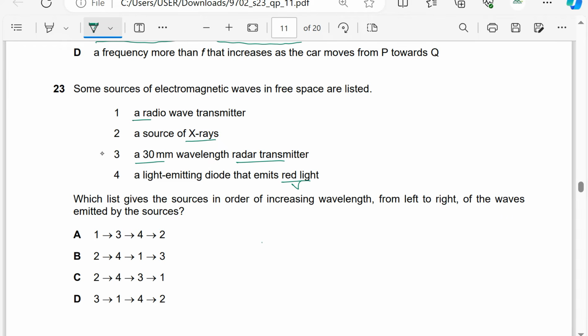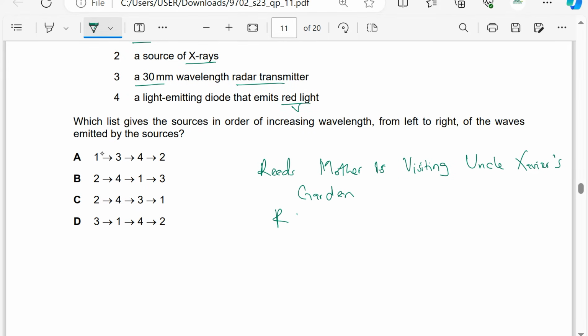So to remember these waves, read: Mother Is Visiting Uncle Xavier's Garden. So this is radio waves, microwaves, infrared, visible spectrum, ultraviolet, X-rays, and gamma rays, in that order.